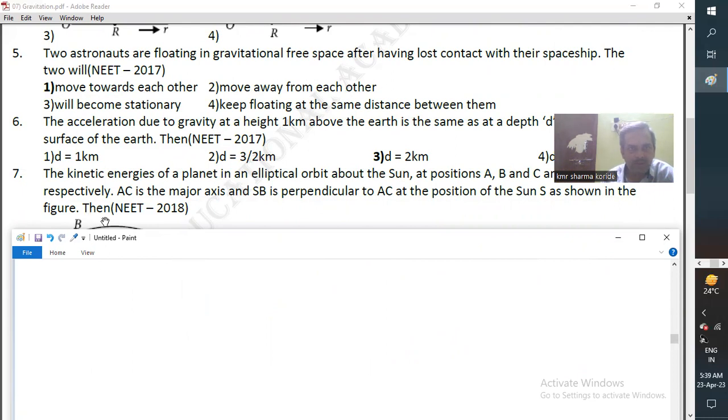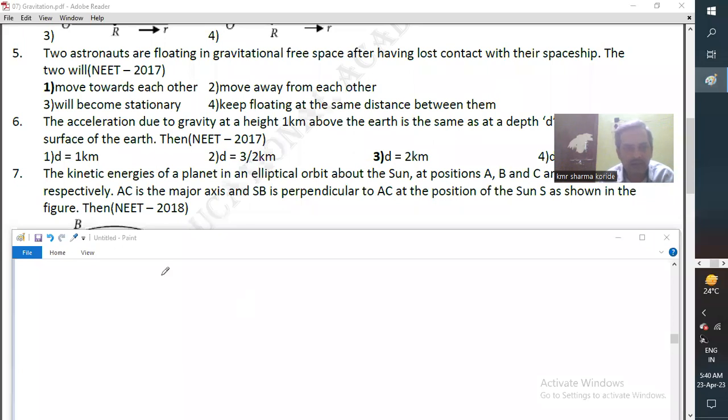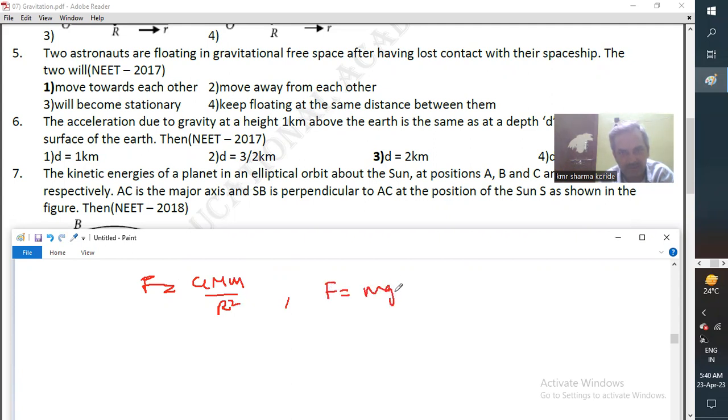Next, moving to the acceleration due to gravity. They are moving in a gravity free region. Gravitational free region means this part does not exist: F is equal to Gm1m2 by r square does not exist. So therefore, only the weight part will exist. Acceleration due to gravity may be present, due to which they both get attracted towards each other.